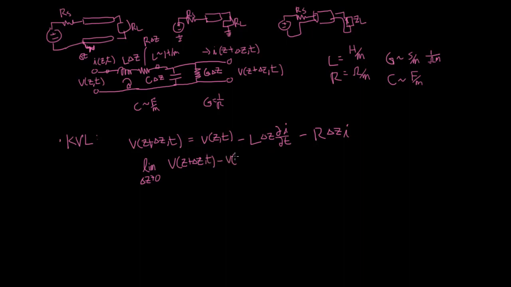minus V of Z, T is equal to minus R delta Z I of Z, T minus L di dt delta Z. And then what we can do is we can divide the delta Z over.